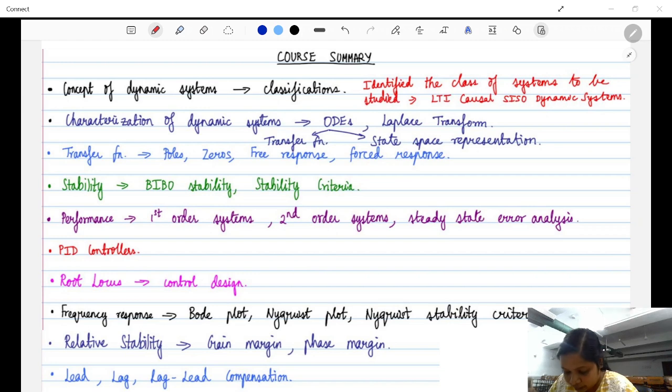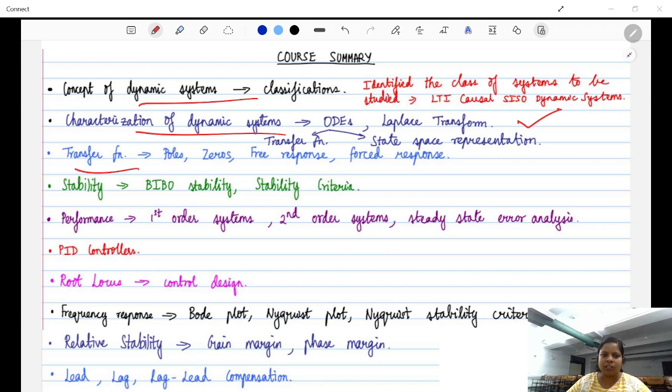As part of the course summary, we started with very basic dynamic systems, where we classified the systems as LTI, causal, SISO, dynamic, in all sorts. Then we also characterized the dynamic systems. We went to ODEs, learned about the Laplace transform. Then we had the transfer function, from which we derived the poles and zeros, the free response, and the forced response.